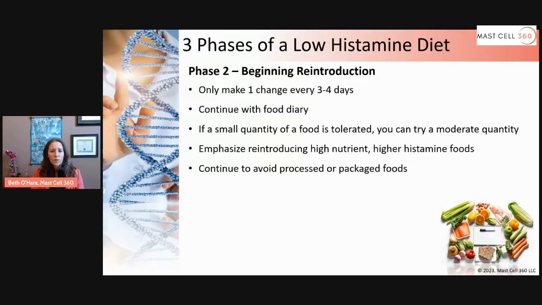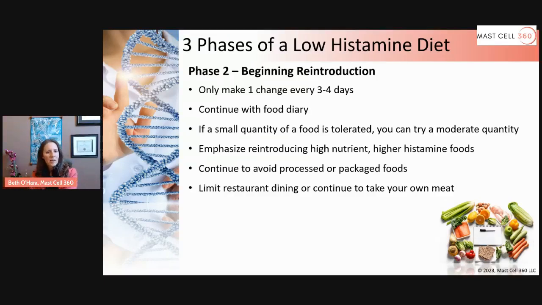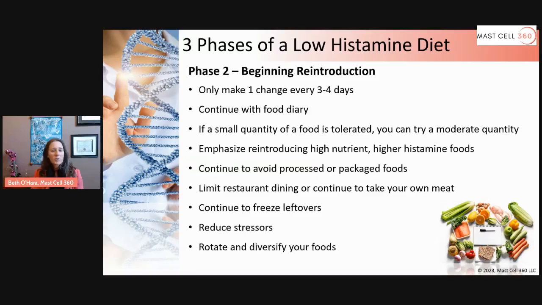And then you continue to avoid those processed or packaged foods, and be careful with dining out and meat at this phase. You're going to start working with restaurant meat in the next phase. You keep freezing your leftovers, keep your stressors low and all those other triggers. And as best as you can, you rotate your foods and you're diversifying. So you're trying to add in more variety. But you're going to hold off on the super high histamine foods in this phase. You're introducing moderate levels or moderately higher histamine foods.